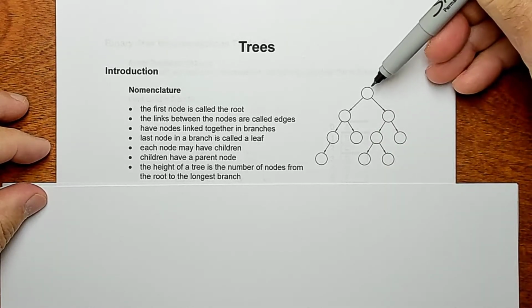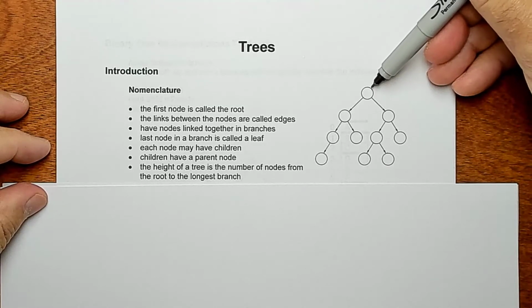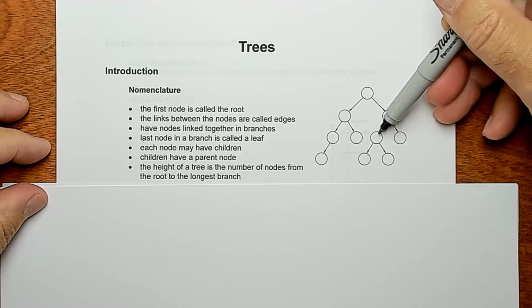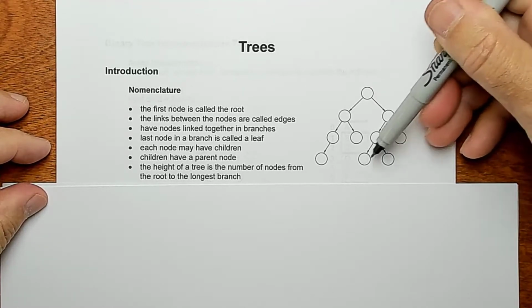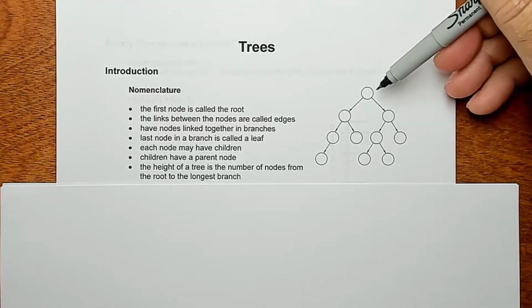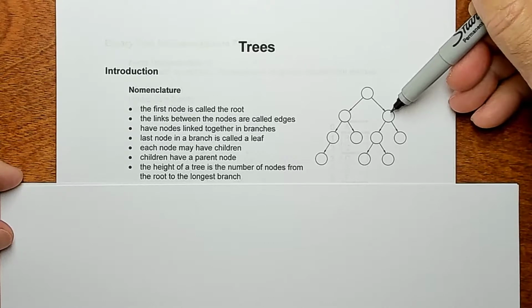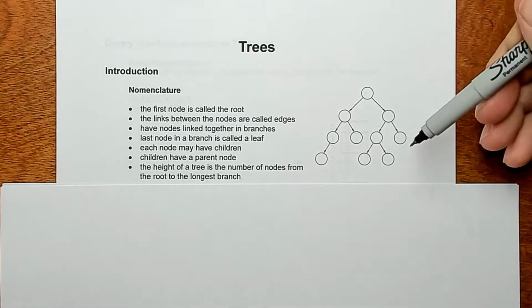We also use the terms parents and children. So this node here, the root node, is the parent of these two children. And this node here is also a parent of these two children, and then this node is a parent of these two children. Sometimes we use the term generations, like this would be the first generation, has two children, second generation, two children, third generation, two children.